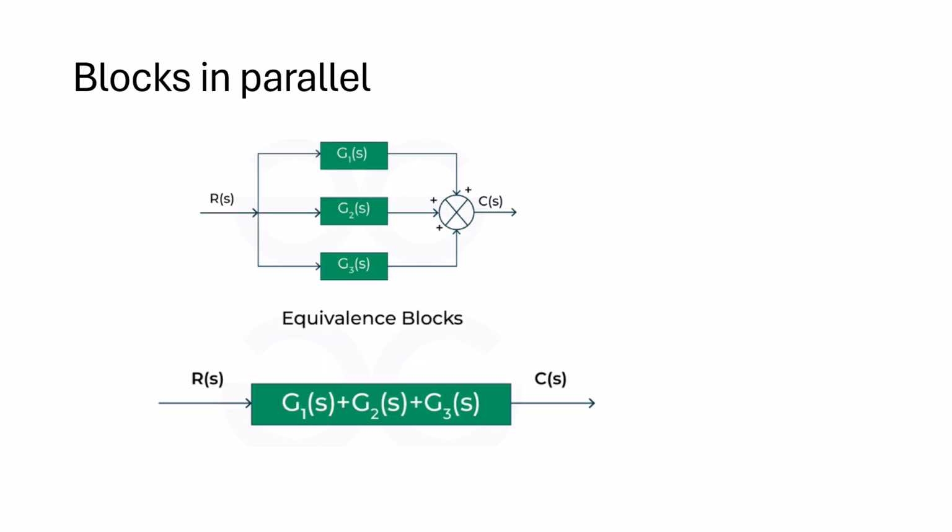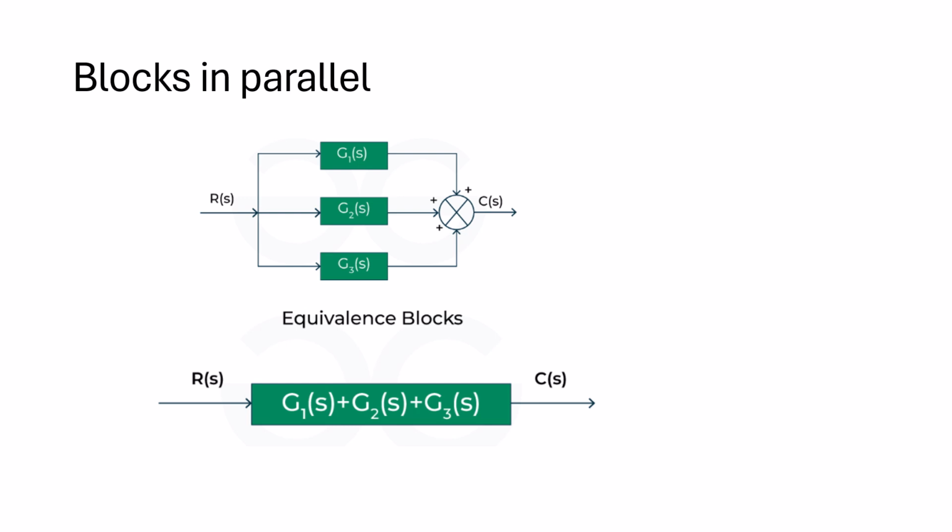Next we have blocks connected in parallel. Here we can see that we have reference input R(s) and output C(s), and we have three blocks connected in parallel. Here we have a summer. So here we have the reduced block. The equivalent block will be G1 plus G2 plus G3.